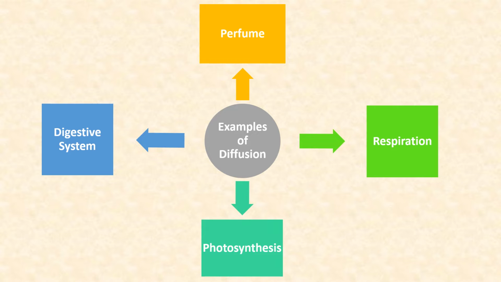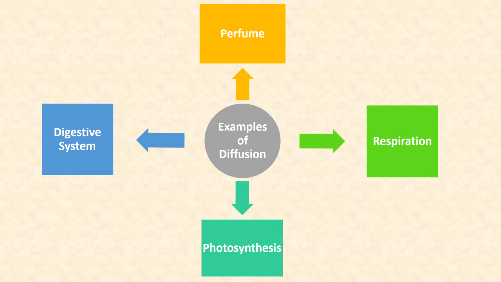Further examples of diffusion include perfume. When we spray perfume in one part of the room, it soon diffuses, so you can smell it all around the room. Another is in the digestive system, where products of digestion are absorbed by the ileum of mammals.